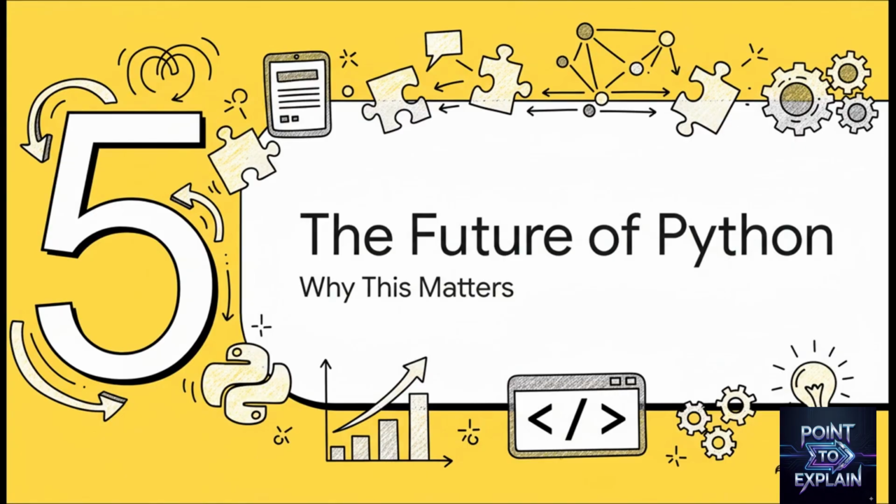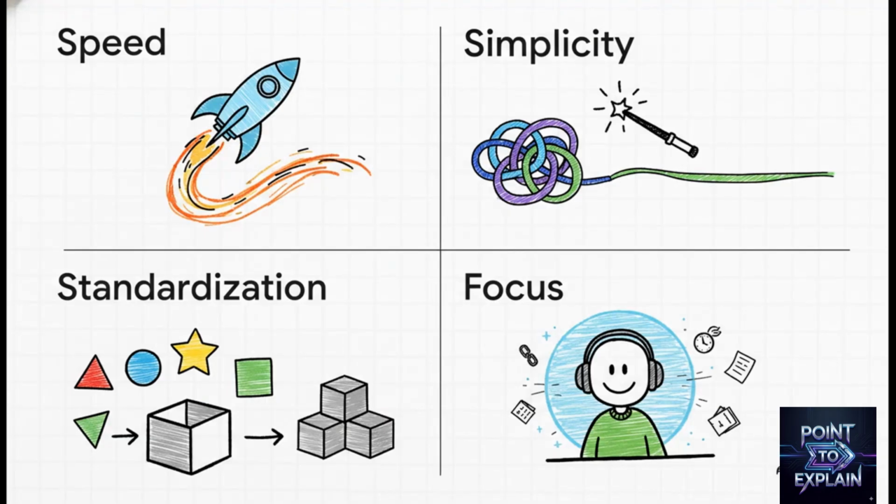Okay, so let's put all of this together. What does the rise of a tool like UV really mean for the future of Python development? Why is this such a big deal? Well, it all comes down to these four huge advantages. First, speed. It's incredibly fast. Second, simplicity. You have one tool and one configuration file to manage everything. Third, it brings a much-needed standardization to the Python ecosystem. And finally, and maybe most importantly, it lets you focus on what matters, writing code, not wrestling with environments.